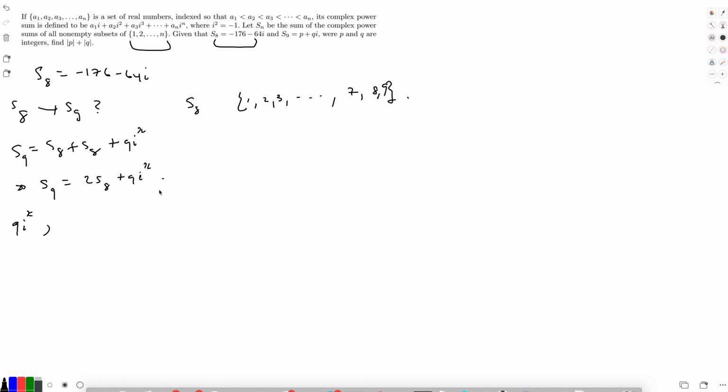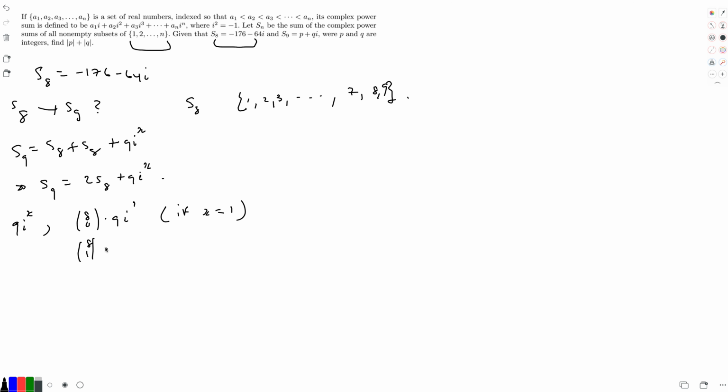Well, x could simply be 1, in which case it's just the 9. So 9 is already added. There are 8 choose 0 ways to choose remaining elements, and then we simply multiply by 9i raised to the power 1. This is if x is equal to 1. How about if x is equal to 2? 9 is already added, so we need to choose one element from the remaining 8. 8 choose 1 ways to do that. And then we need 9i raised to the power of 2, if x is equal to 2.